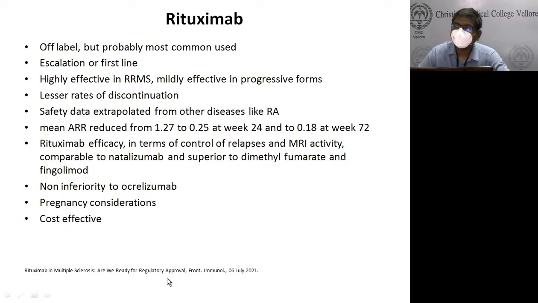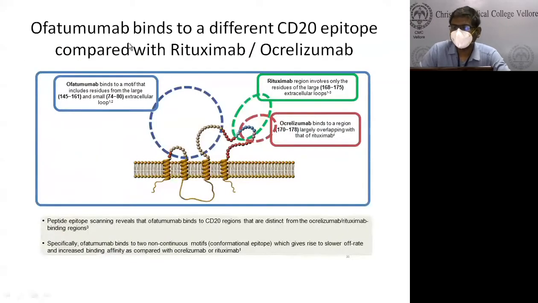Actually, most of the trials on rituximab come from Norway and countries like Sweden. So this is a newer molecule which you should be familiar with from a theoretical perspective. Ofatumumab was initially used for CLL and for refractory RA. It binds to a different CD20 epitope compared to rituximab and ocrelizumab. These two bind to the same epitope.